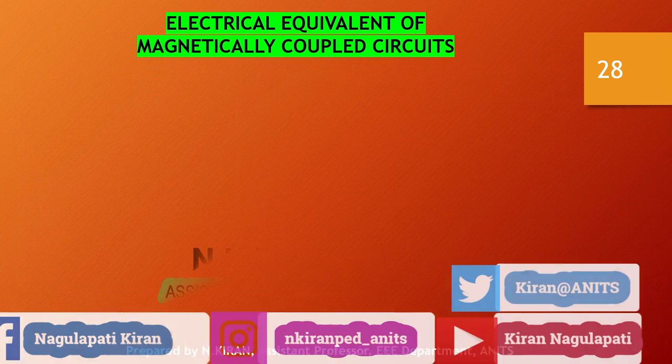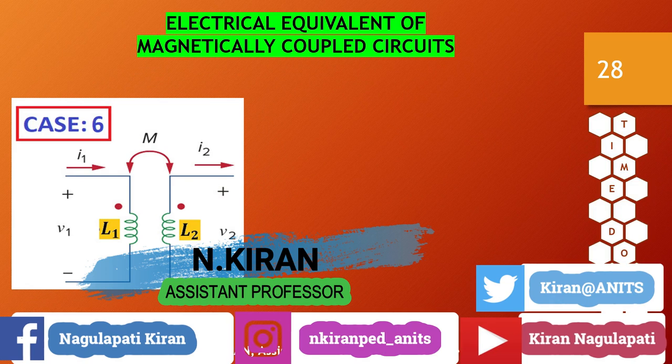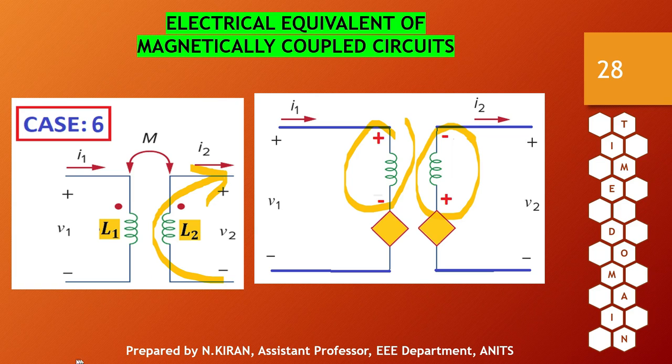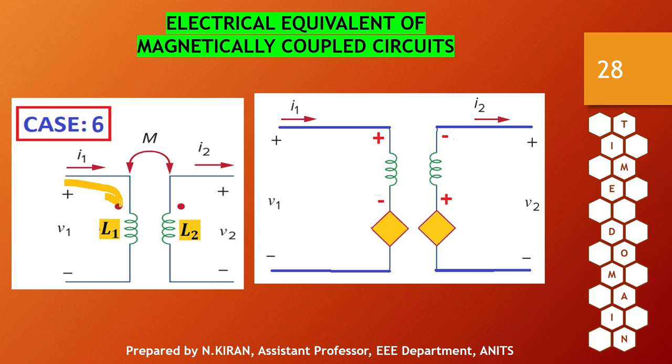Coming to the sixth case, the current direction will give me positive negative in the first coil and negative positive in the second coil, since current is entering in this direction in the second coil. For the polarity of mutually induced EMF, in the first coil I1 is entering at the dotted end, which will give me positive negative in the second coil, and here current is entering at the undotted end, which will give me negative positive in the first coil.